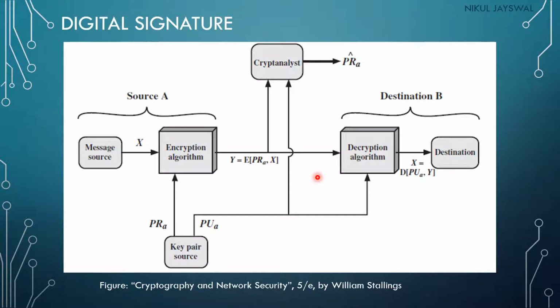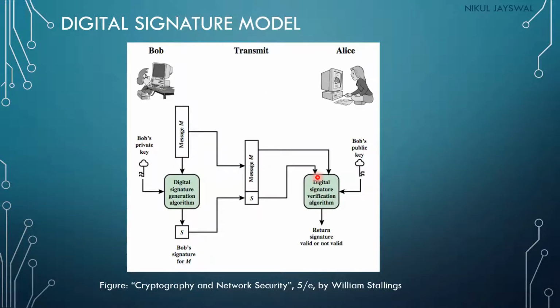So let's see how the digital signature will be constructed and how it will be appended with the message. This is the basic model for the digital signature. Here is Bob and here is Alice. Bob wants to send some message to Alice, but how will Alice identify that the message has come from Bob only and not from any attacker? So what will Bob do? Bob will take the message, create the digital signature, attach the digital signature to the message, and send it to Alice.